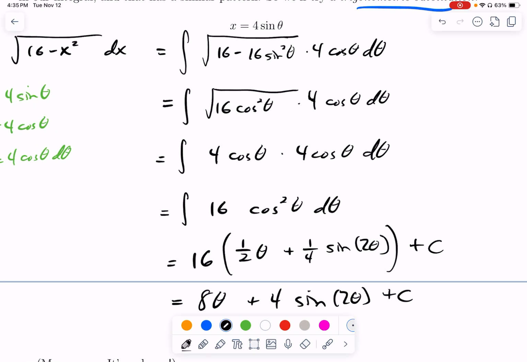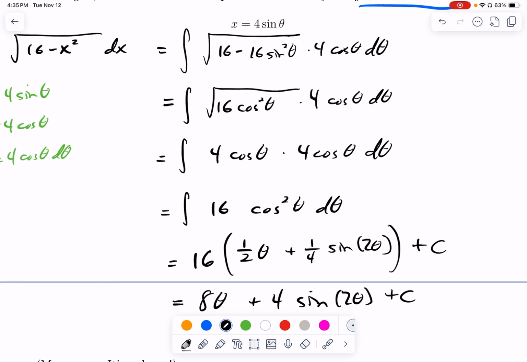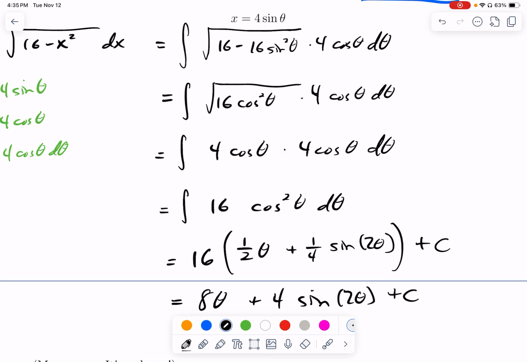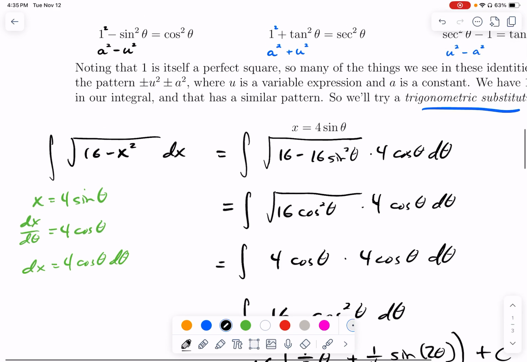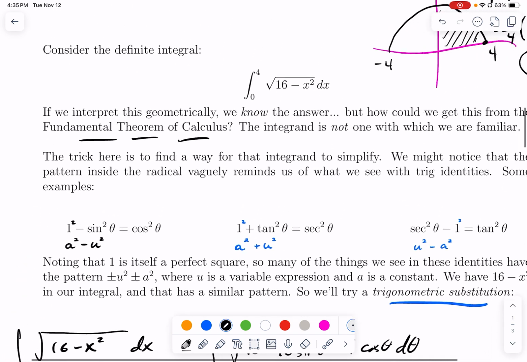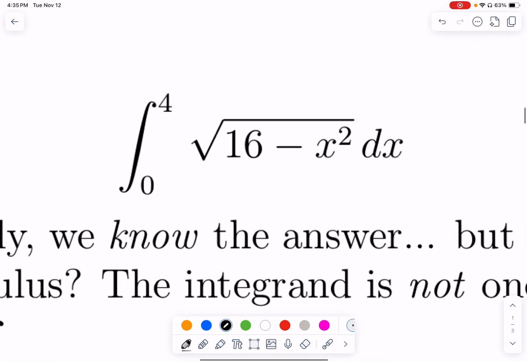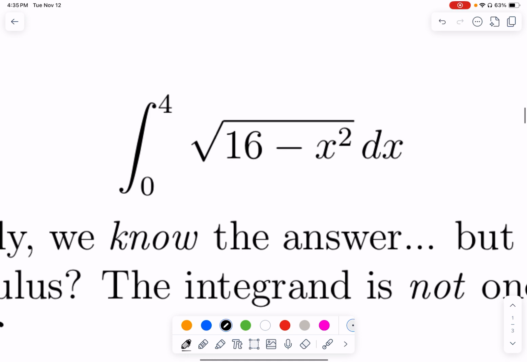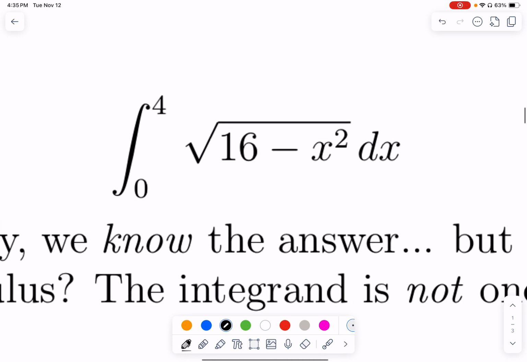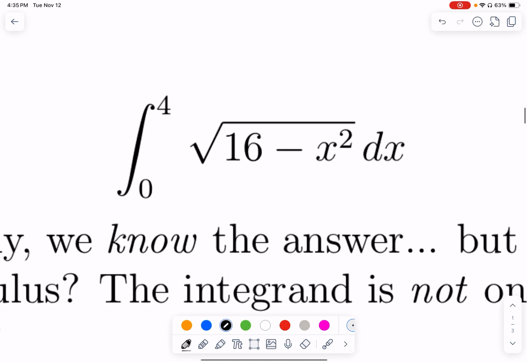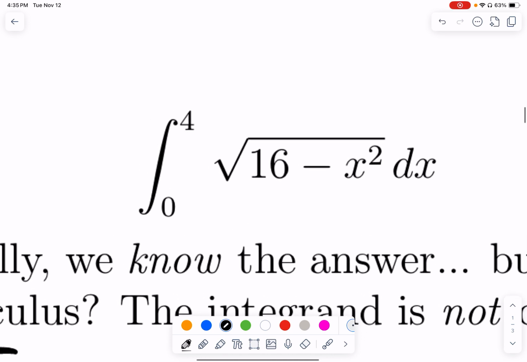Now, we've done our antiderivative, but we're still trying to answer the question. So I'm going to do 2 different things from here. If we were just concerned with doing this specific definite integral problem, we could change the limits of integration.